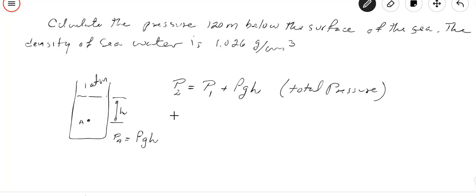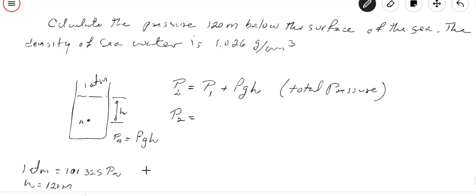So I'm going to say in this problem that P2 is equal to, I know that 1 atmosphere is equal to 101,325 pascal. This is 1 atmosphere. And we know that H, how deep this point is, is 120 meters.